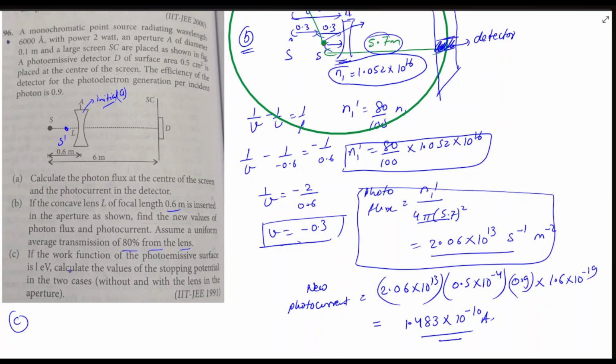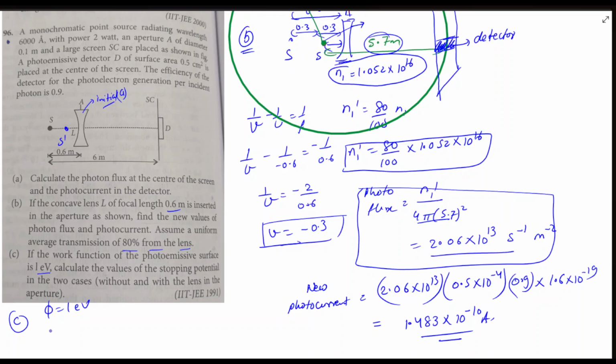So that's a headache. Okay. So the work function of emissive electron is 1. So phi is 1 electron volt. Calculate the values of stopping potential in the two cases. So we can calculate this, right? Look, these apertures only limit the intensity. So stopping potential will remain same. It will not get affected, right?